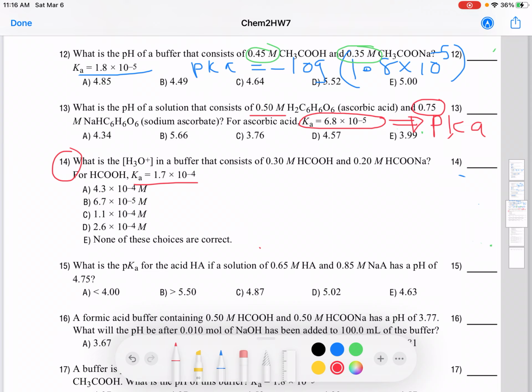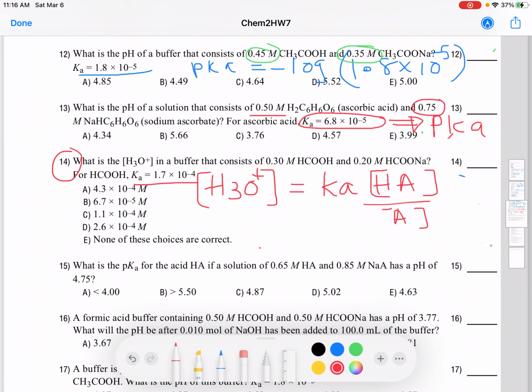Now, prior to deducing the Henderson-Hasselbalch equation, if you don't put it into log terms, and I hope you remember, or you can refer to the lecture notes again, the hydronium concentration can be found by using this equation: Ka times the acidic component of the buffer over the base component of the buffer. And from this equation we deduce the Henderson-Hasselbalch equation.